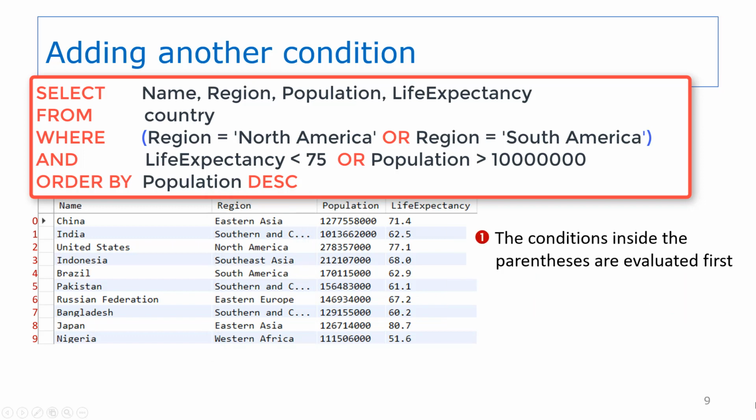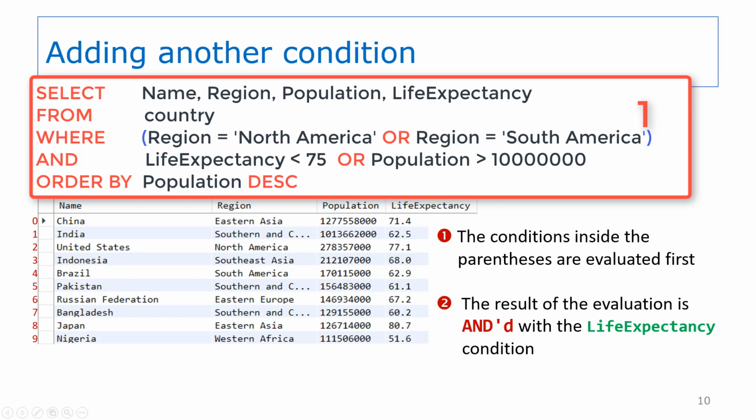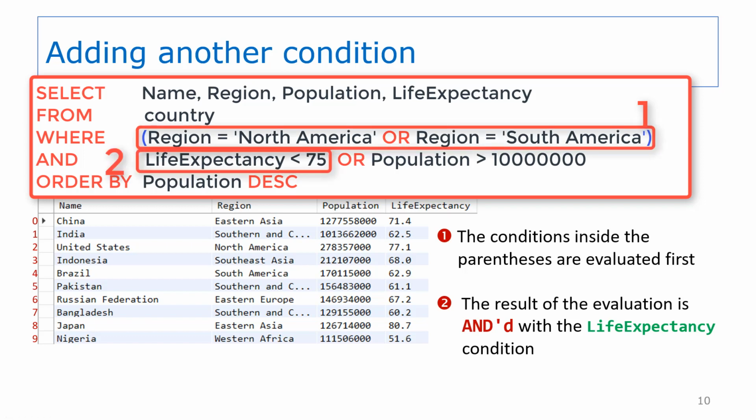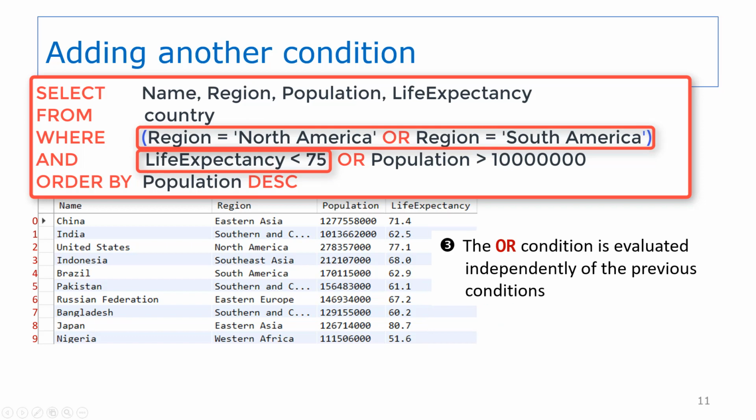As shown earlier, the expression inside the parentheses is evaluated first. This is the selection based on the region. It evaluates to true if the country is in North or South America. The result of the region condition is ANDed with the test for the life expectancy shown at item 2. So we should be including countries in North or South America where the life expectancy is less than 75. But here comes the OR clause, testing for the population over 10 million.